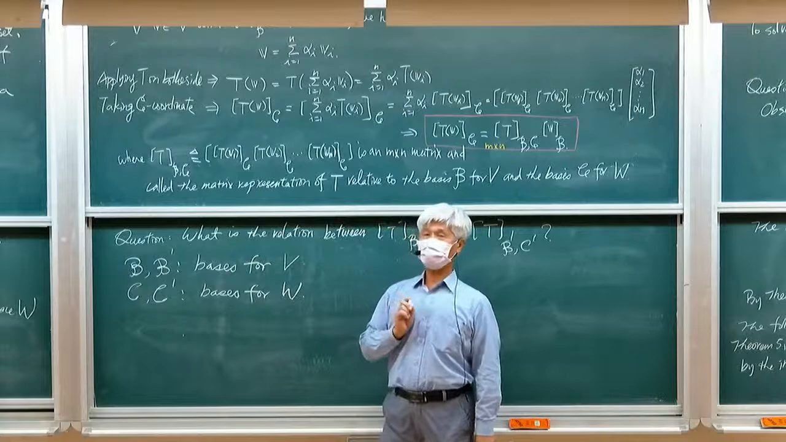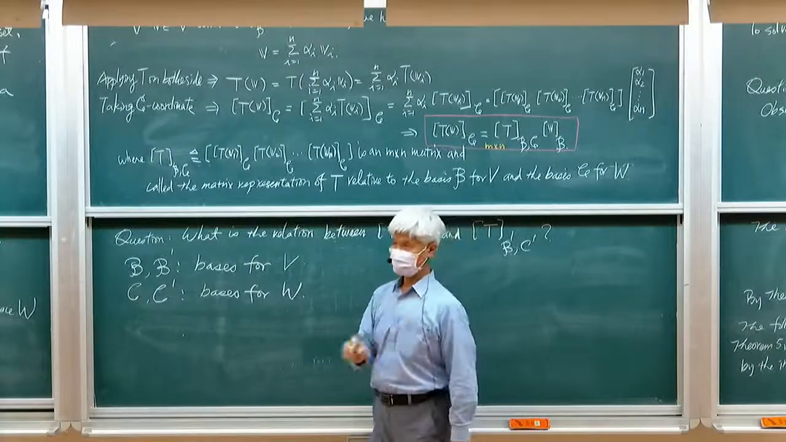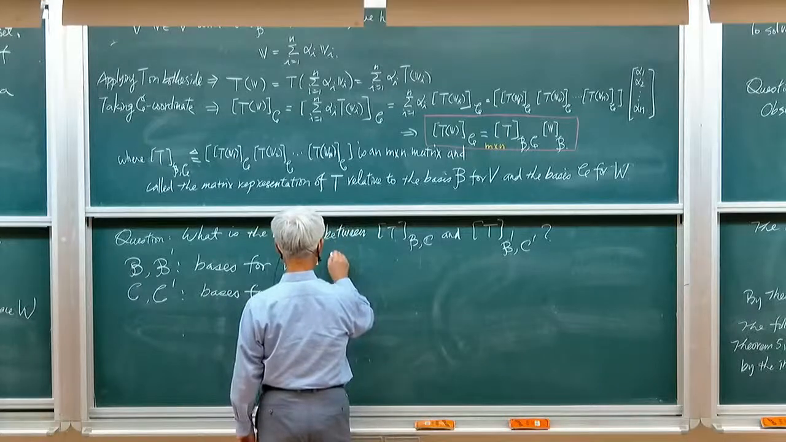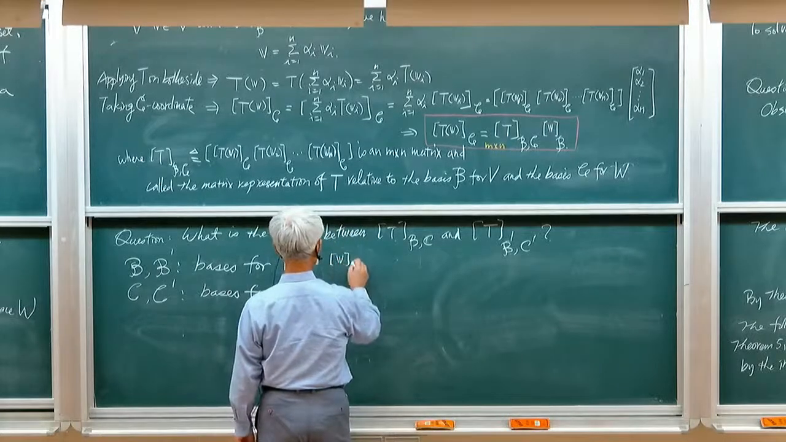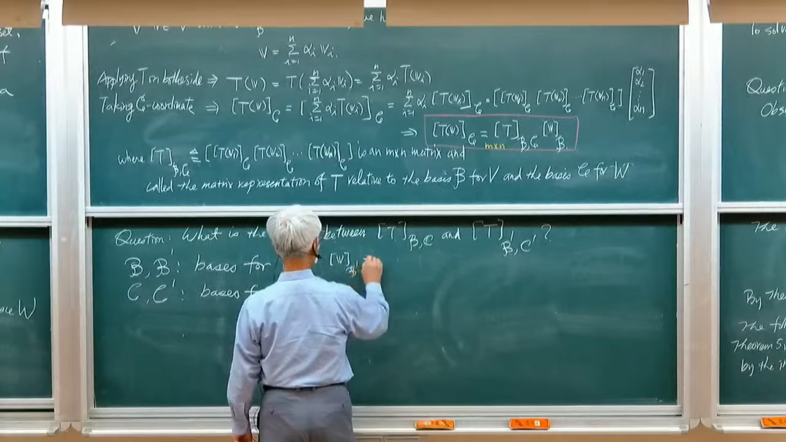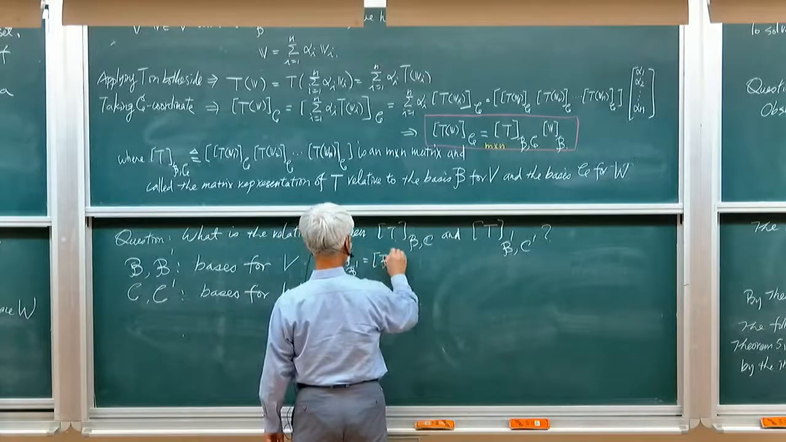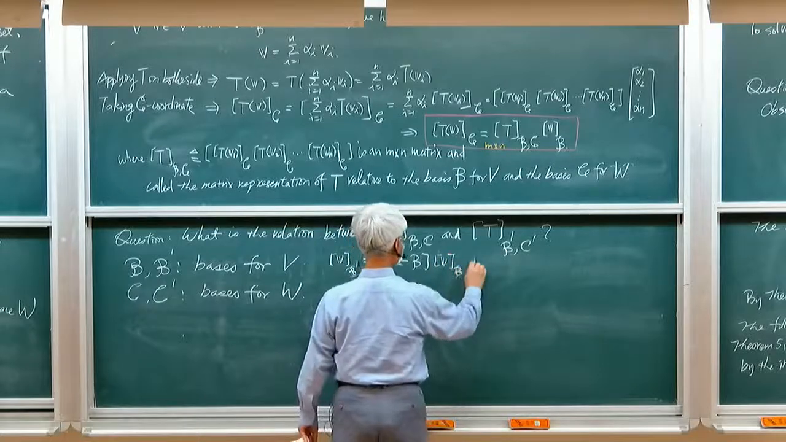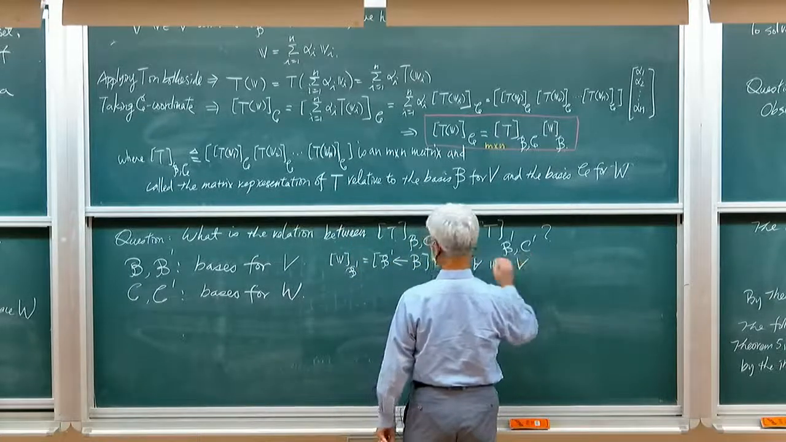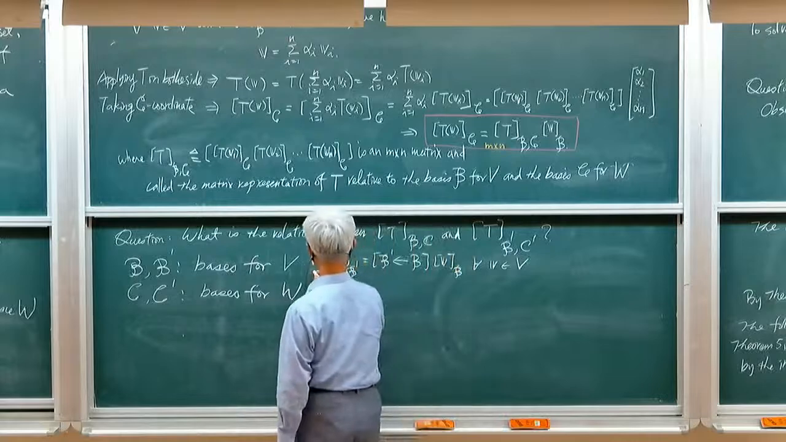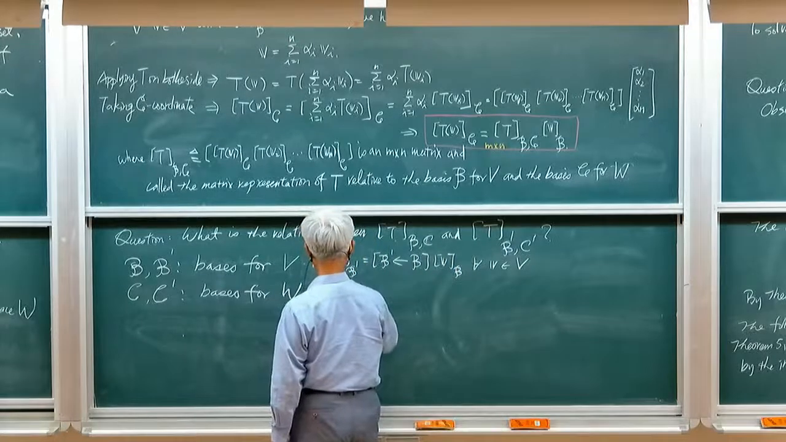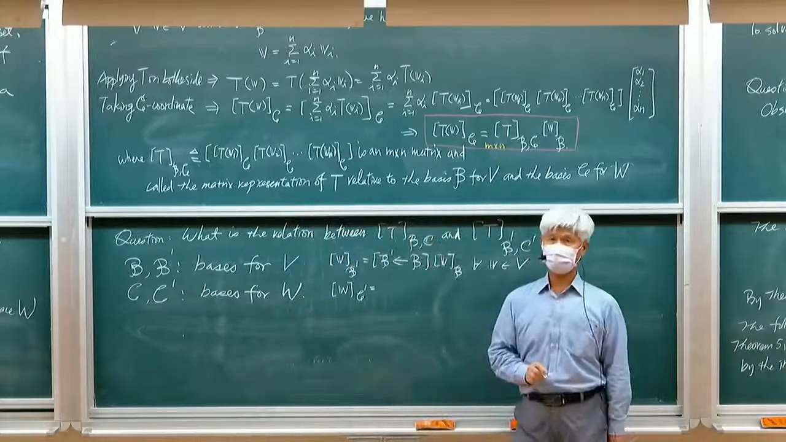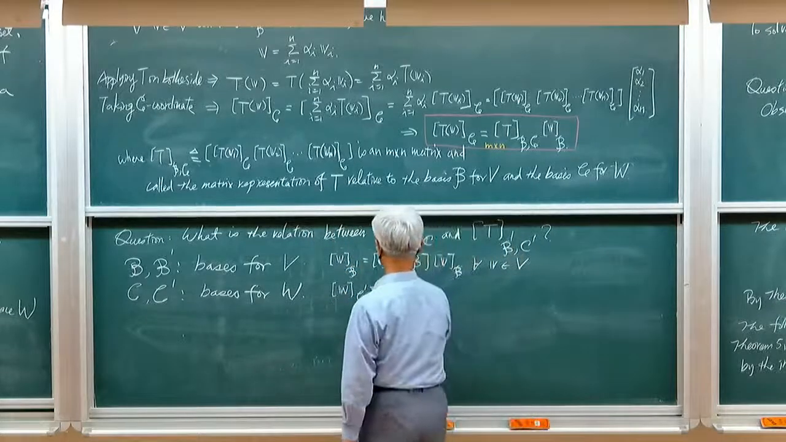For these two bases, we have coordinate change, right? We just studied that. So we have a vector V, and it's easy to write down. Similarly, we can write coordinate changes for vectors in the codomain.